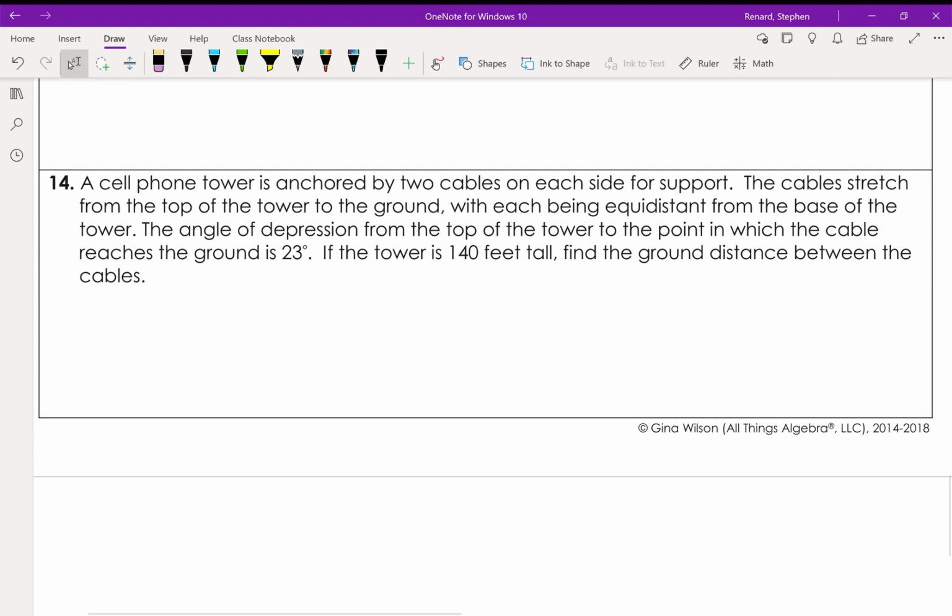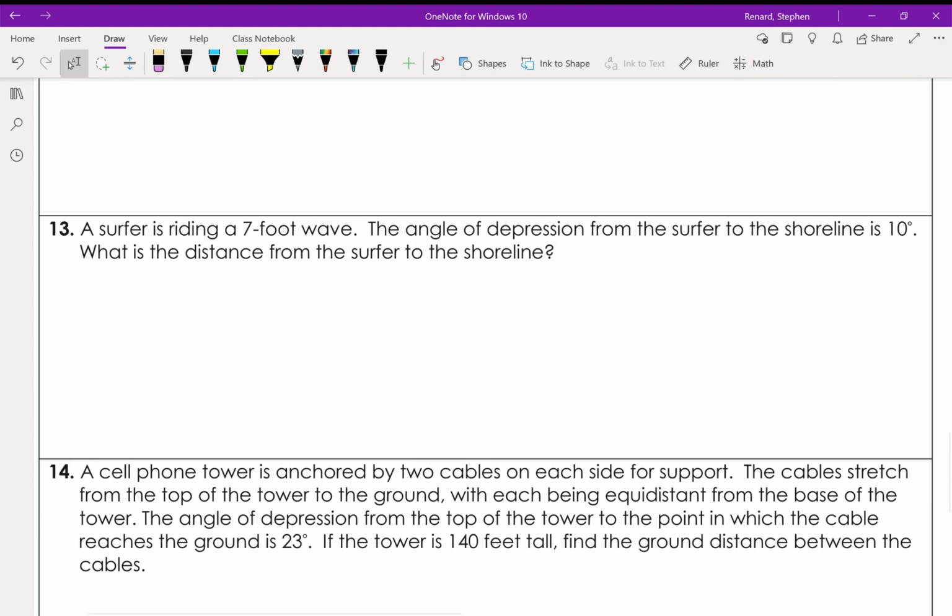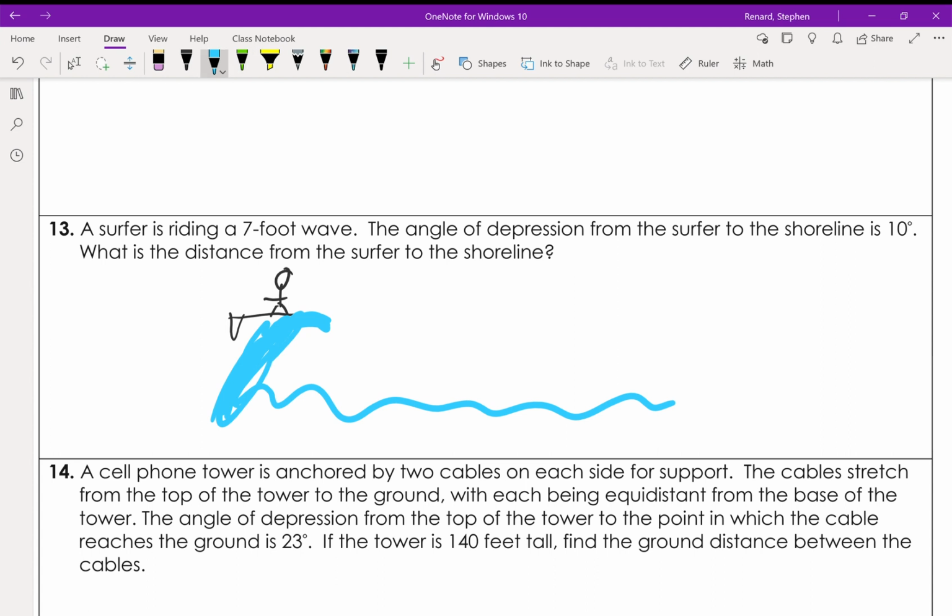Angle of depression. Let's do the surfing one. I want you guys to try the cell phone tower one by yourself. So a surfer is riding a 7-foot wave. Yeehaw. See, this is the surfboard. This is the wave. Whoosh. This is the ocean. And this is the sand. Okay. So we know that he's riding a 7-foot wave.